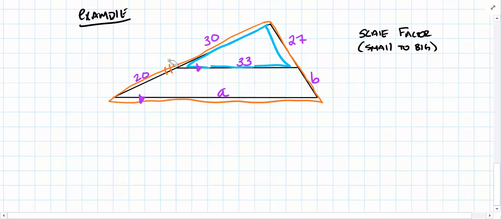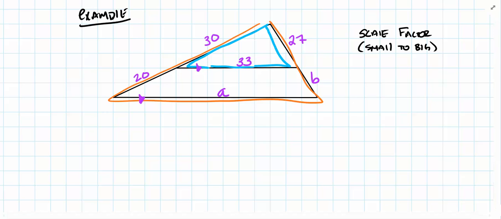Oh, my orange went away. You guys cool with this? Okay. So first thing, let's answer the first question: what's the scale factor from the small to the big? Anybody see something that we can use? This is the hard one to see. It's not 30 to 20. What do you see? It's 30 to 50.